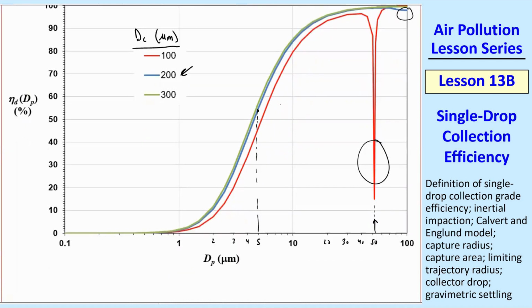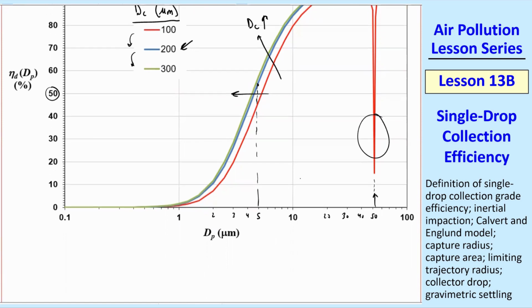The other thing you notice is that as DC goes up, we get better performance. Our DP cut moves to the left at 50%. In other words, we're doing better with the bigger raindrops. The difference between 100 and 200 is pretty good. The difference between 200 and 300 is hardly noticeable. So we've reached some kind of diminishing returns here. It's better to have bigger particles, but only to a certain point, then it's no longer doing you any good.